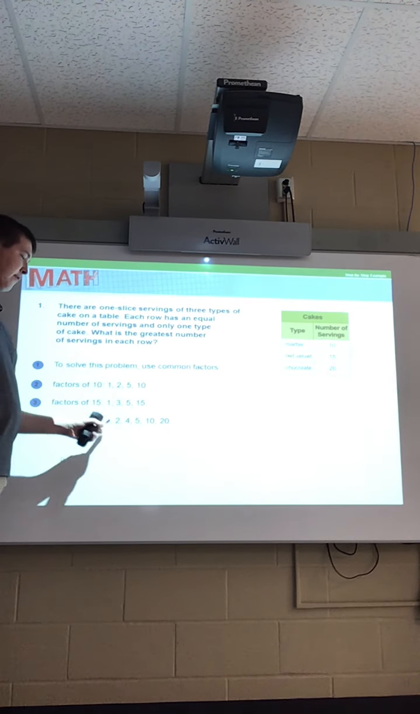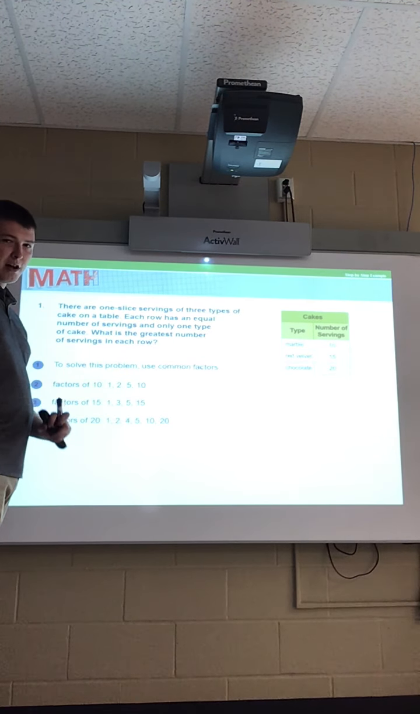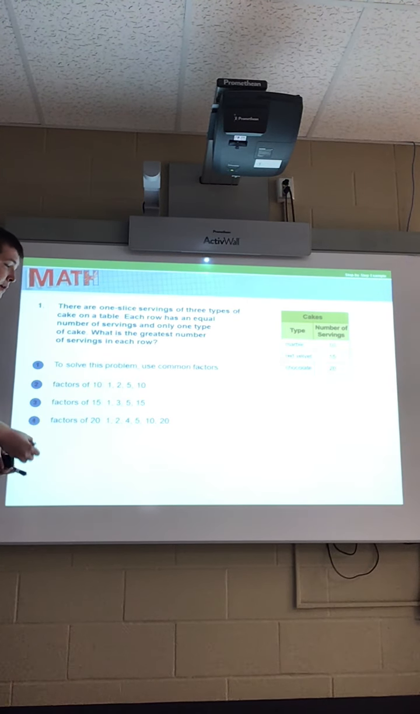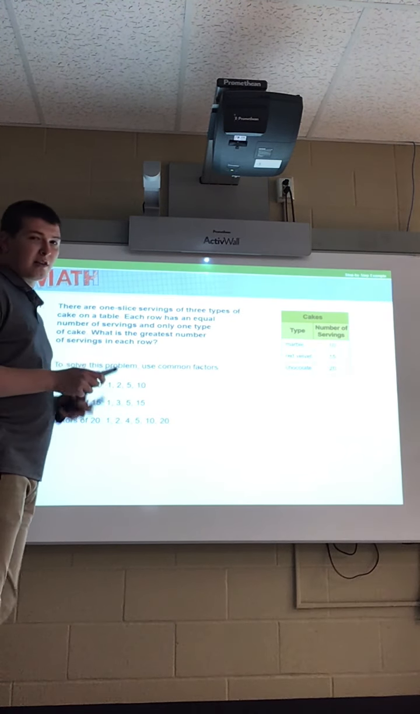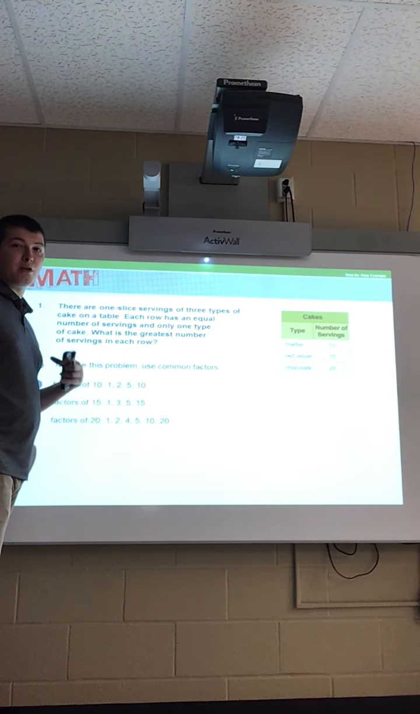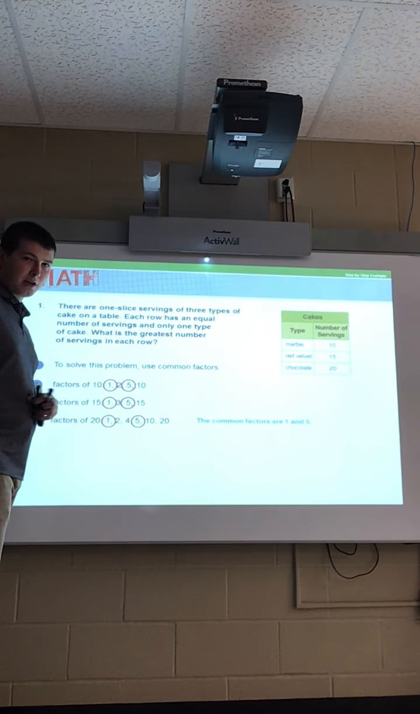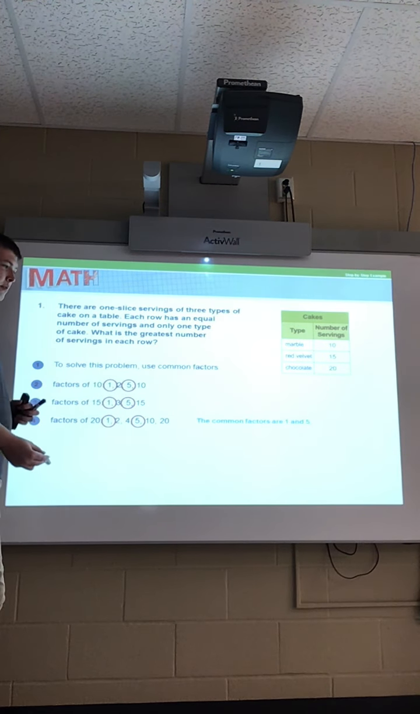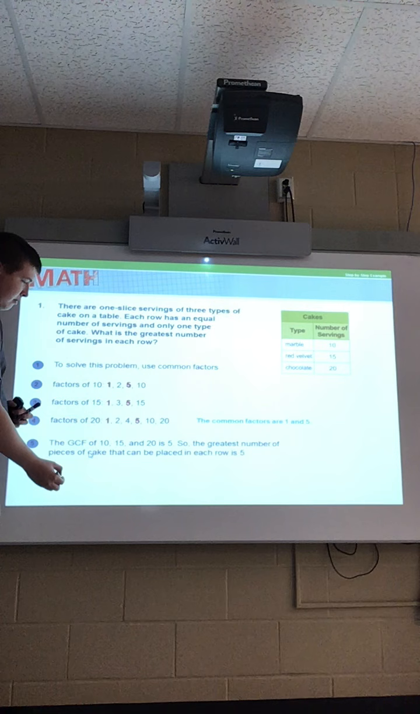Then 20, we have 1 and 20, the two easiest, 2 and 10, and then 4 and 5. Now, once you get it all situated, you want to find the biggest number, the greatest, not the least, the greatest factor that they all have in common. Well, start by circling what you know they do have in common, which are 1 and 5. So we know 1 they have in common, 5 they have in common, but we want the greatest. So between 1 and 5, we know the greatest common factor is 5.